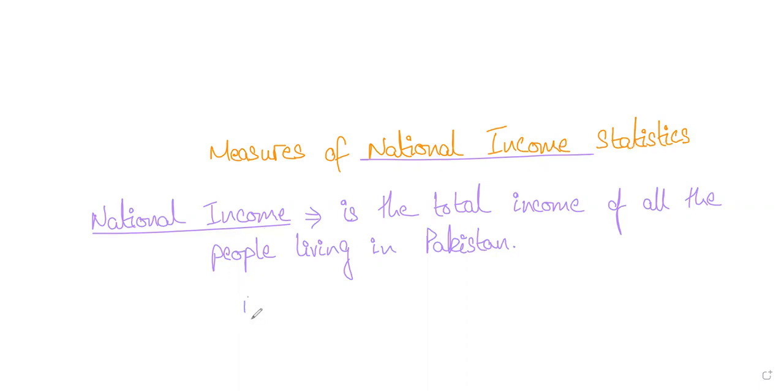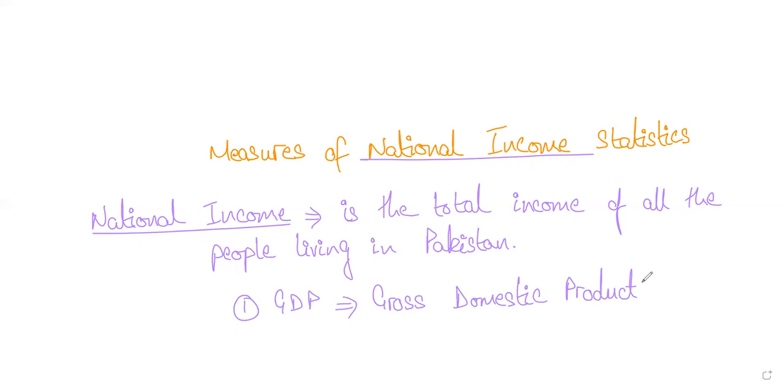Now, measures of national income statistics. The first one that we have already discussed yesterday, but we will talk about that again, is GDP. GDP stands for gross domestic product. Now, the exact definition of GDP would be the total income of all the people living within the borders of Pakistan. So whether they are Pakistani nationals or they are not, anyone who is living in Pakistan, his or her income would be part of Pakistan's GDP.